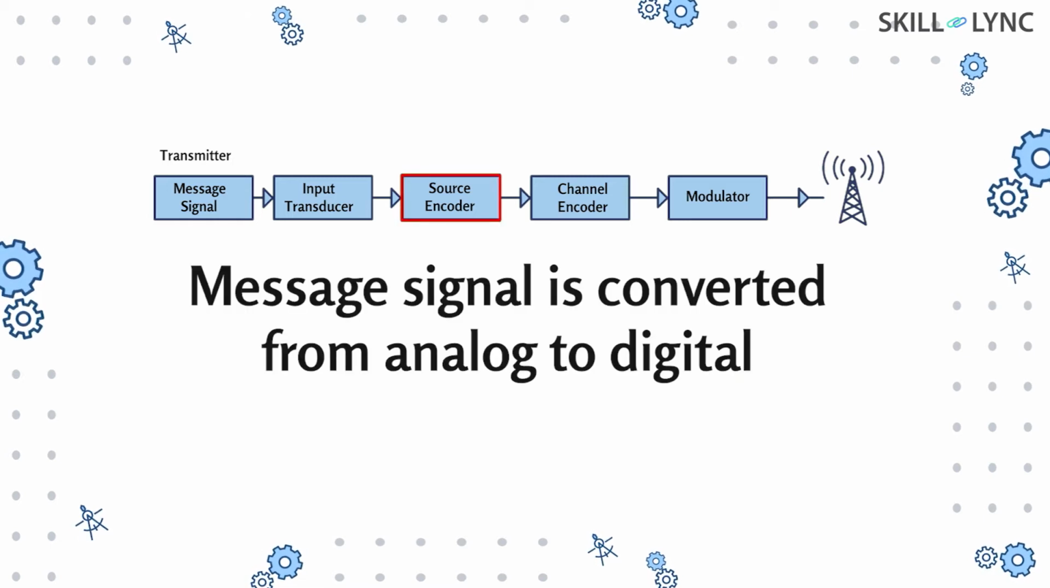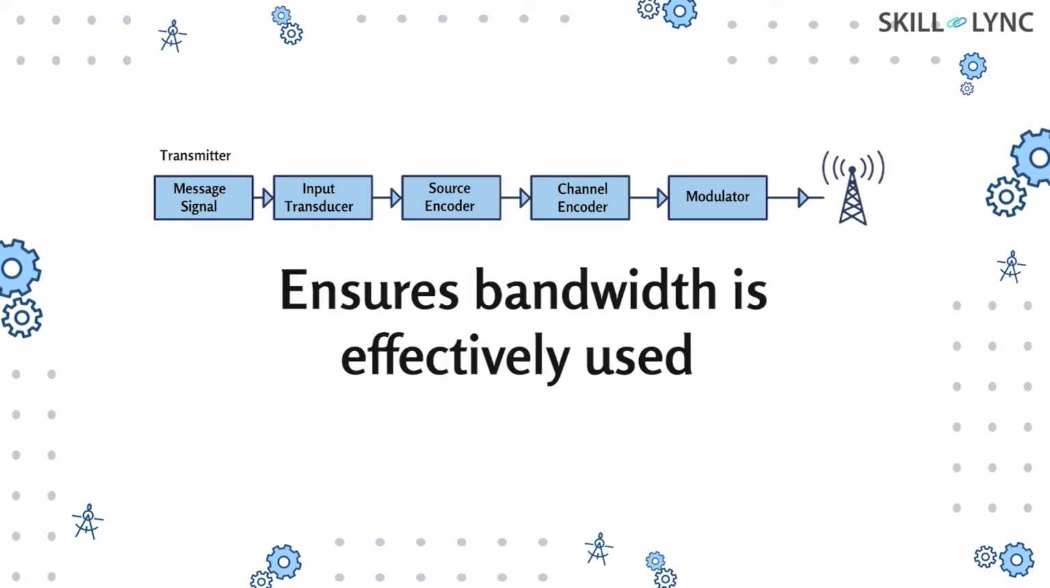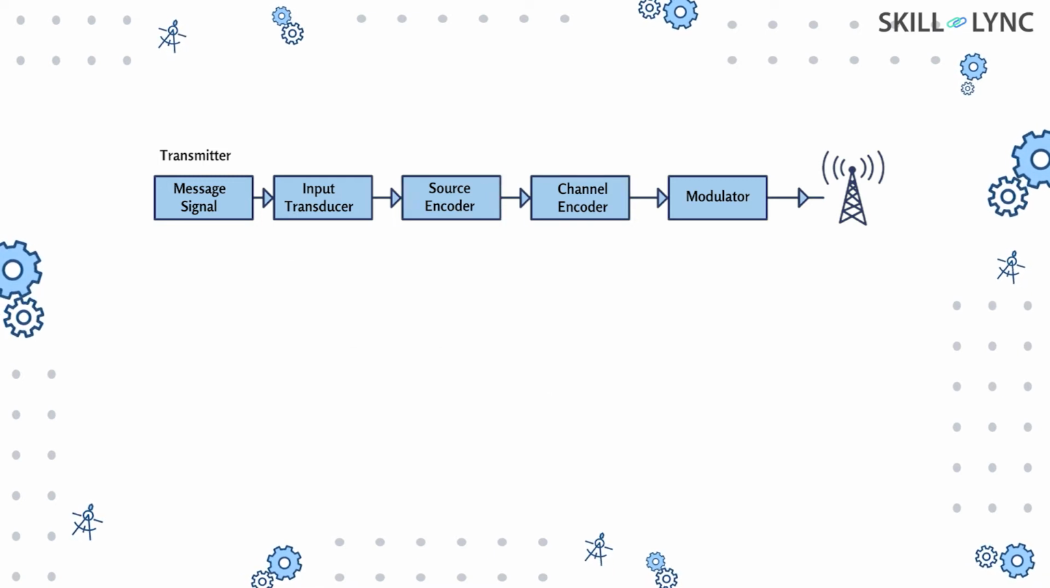At the source encoder, the signal is converted from analog to digital form and compressed to a minimum number of bits. Source encoding the signal ensures that the bandwidth of the channel is effectively used as it compresses the data into a minimum number of bits. From here, the signal is passed on to the channel encoder.